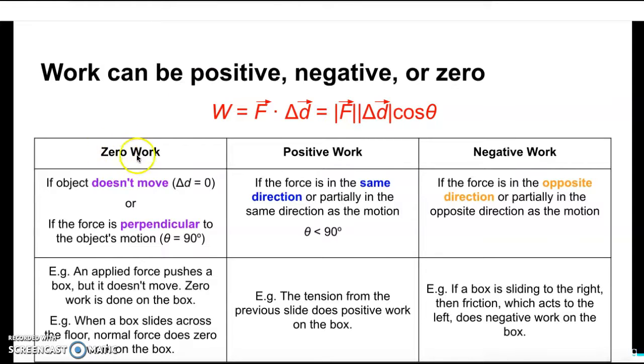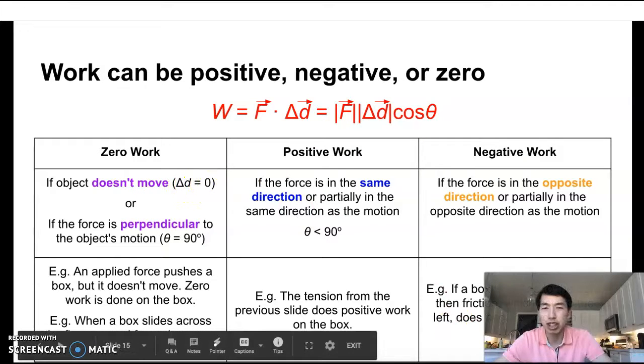So I'll start with when the answer is going to be 0. 0 work is going to be done when? Well, when any one of these three is 0. This is all multiplied together, so 0 times anything is 0. So if the object doesn't move, that means the displacement's 0, then the answer is going to be 0.